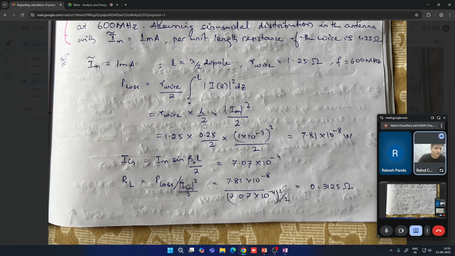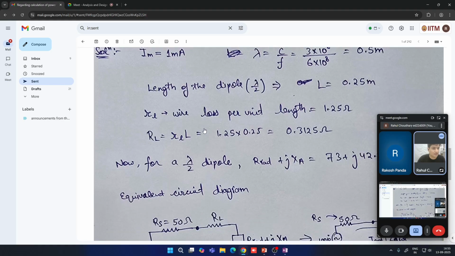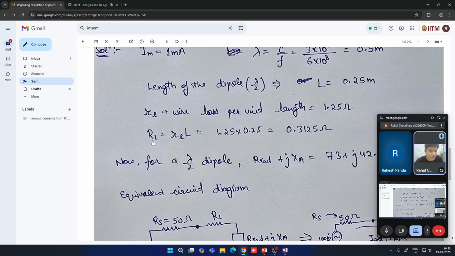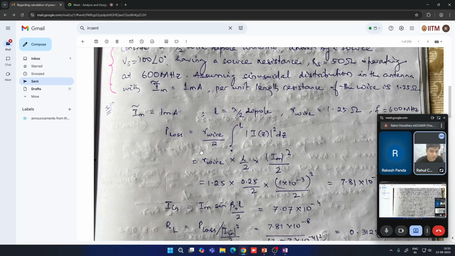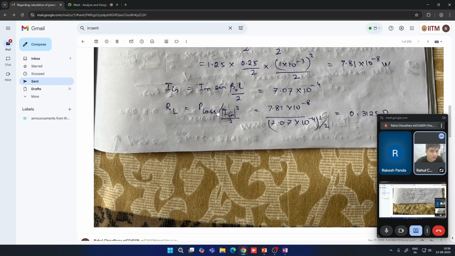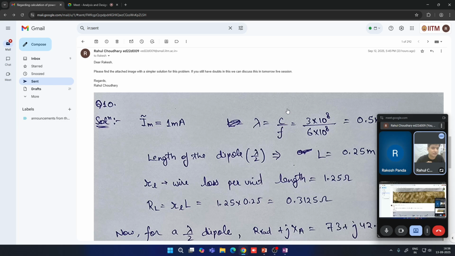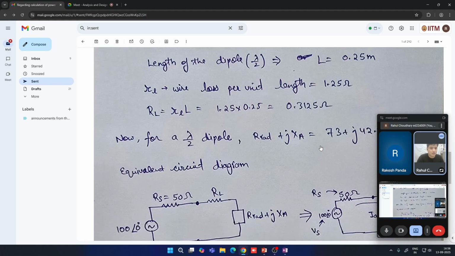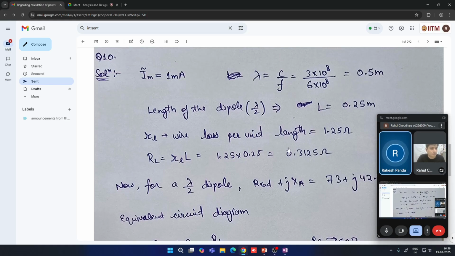So that's why it looks confusing. That's why I gave you the direct solution, because it makes more sense to solve it like this instead of the previous way. Ultimately we want to find out what RL is. We found P loss because our end goal is to find this R loss. From this P loss we find R loss, but we can directly find RL. RL will be the per unit length resistance multiplied by the total length, and we will get 0.3125 ohms.